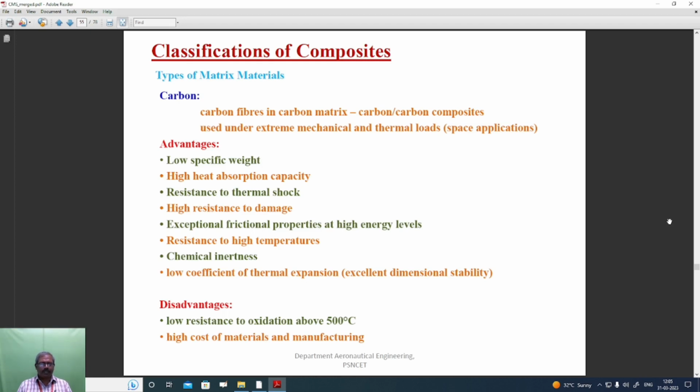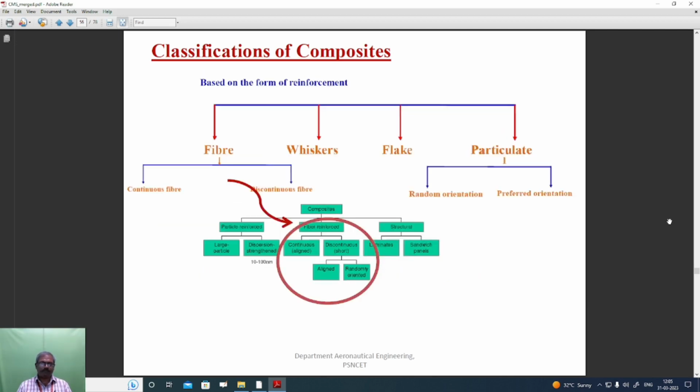They have resistance to high temperatures, high chemical inertness, and a low coefficient of thermal expansion. The disadvantages of carbon matrix composite materials are low resistance to oxidation above 500 degrees centigrade, and the high cost of materials and manufacturing.